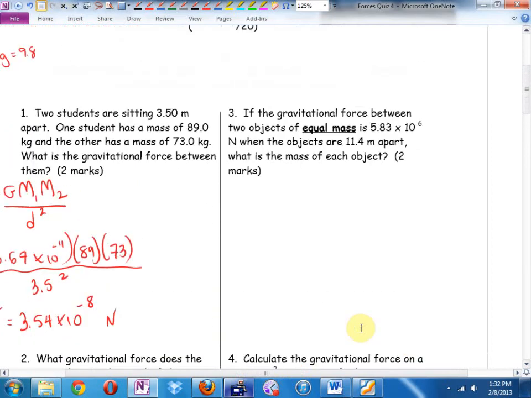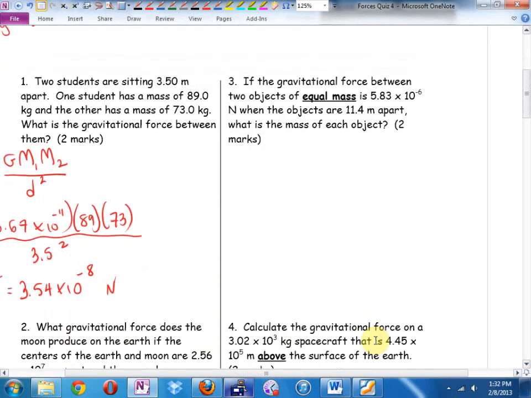First curveball, number 3. I have no problem asking you to find one mass. This one does equal masses because that's underlined and in bold. So let's write down the equation. It's gravitational force, big G, m over distance squared. Why didn't I write m1, m2? Both the same. In fact, there's a better way to write mm. Let's do that, Nick.